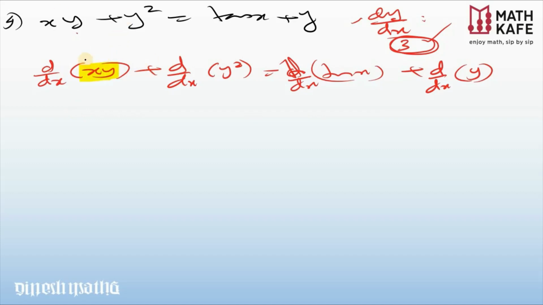X and y both are variables, so it is u and v. You must use the product rule, and that you know very well. First function into derivative of second. What is derivative of y? dy by dx itself. We can't say anything else.